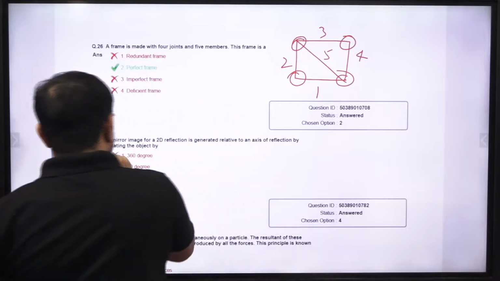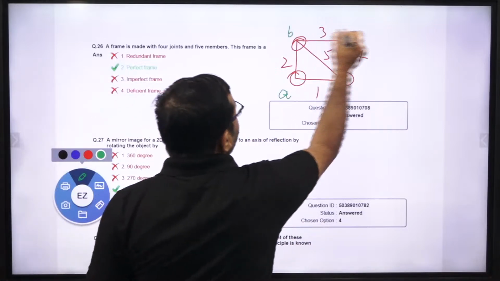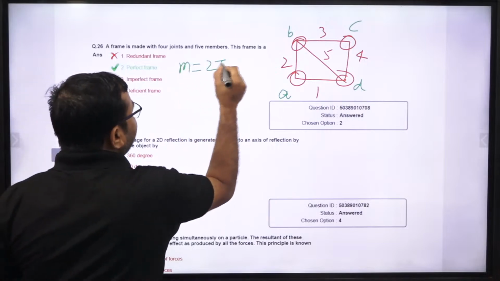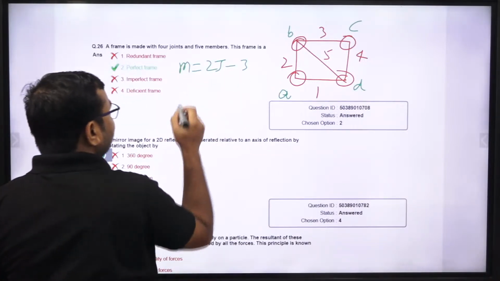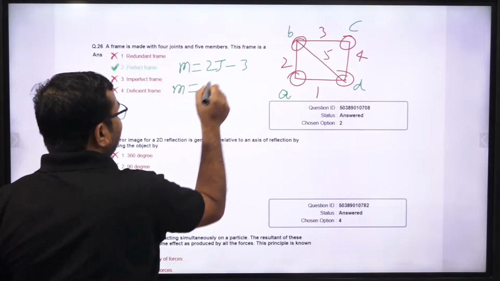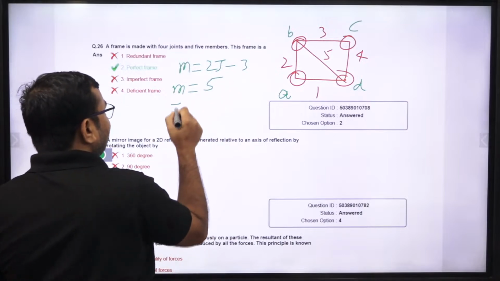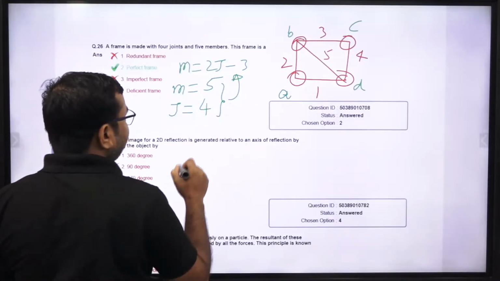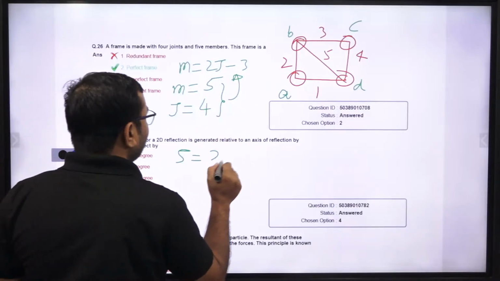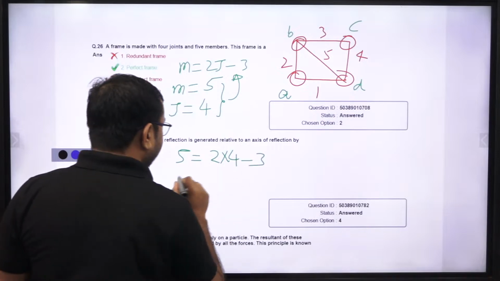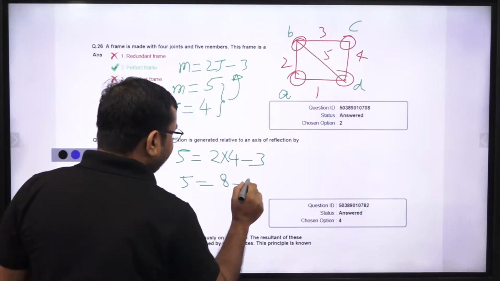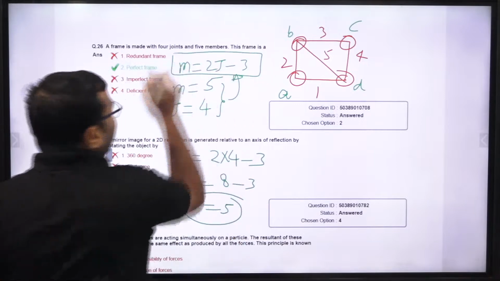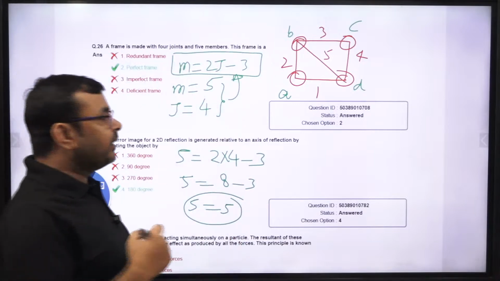Similarly, if I talk about joints, then A, B, C, and D. So we have this relation: m is equal to 2j minus 3, where m is the number of members, and here we have 5 members. And j is the number of joints; here we have 4 joints. Now if you put these values in this expression, we get 5 is equal to 2 into 4 minus 3, so 5 is equal to 8 minus 3, so 5 is equal to 5. This is the condition for a perfect truss.